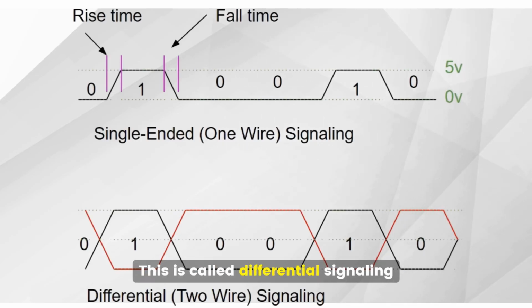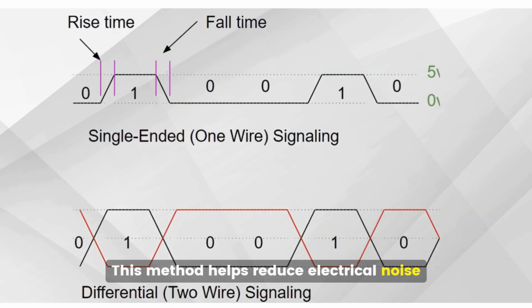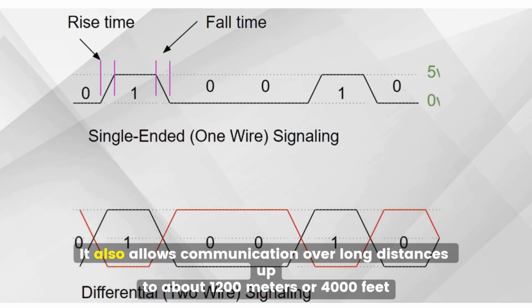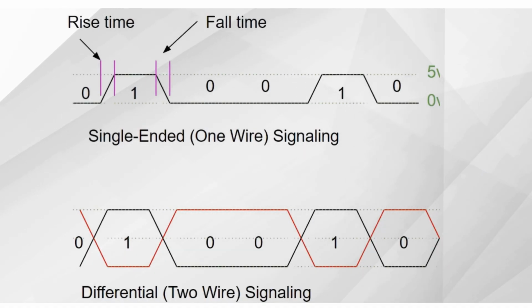This is called differential signaling. This method helps reduce electrical noise. It also allows communication over long distances, up to about 1,200 meters or 4,000 feet.